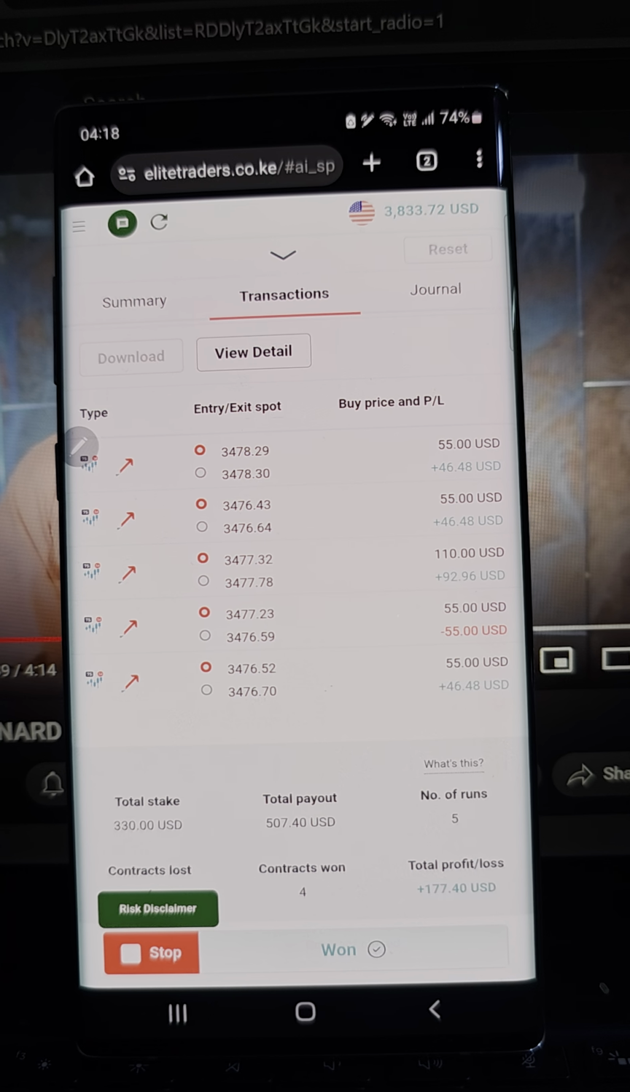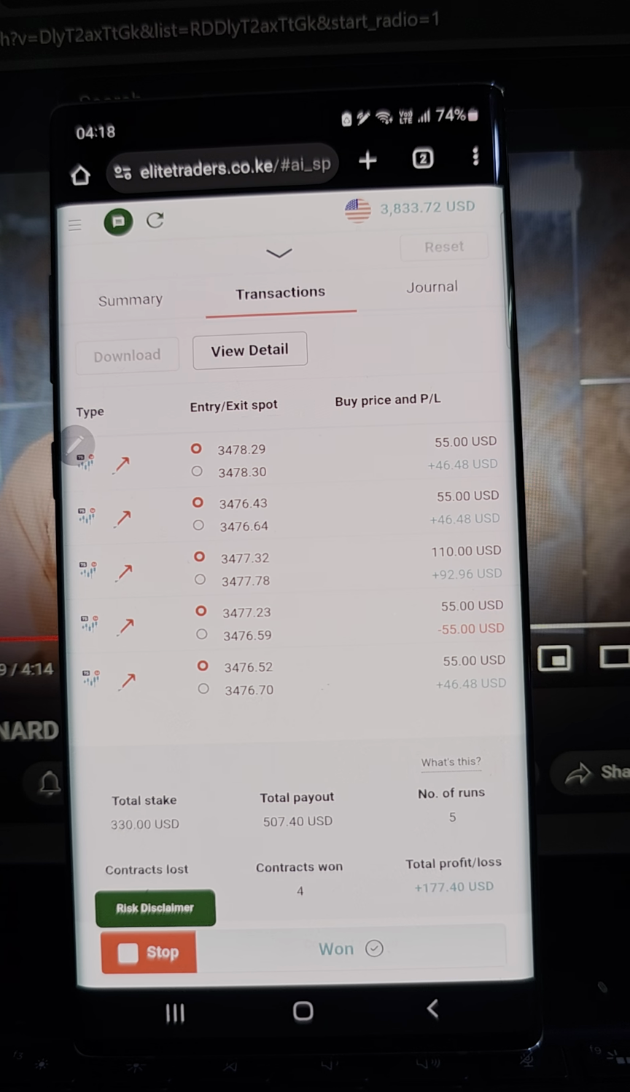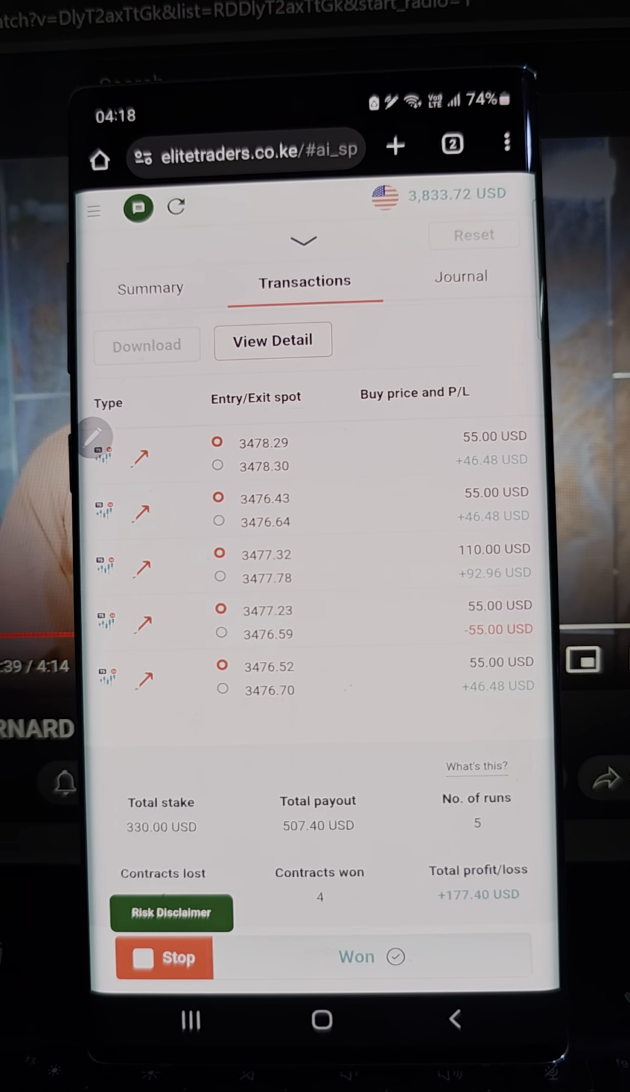The problem with most of you guys is that the moment you see something is giving you profit, you decide to overstay in this market, and what happens by the end of the day?